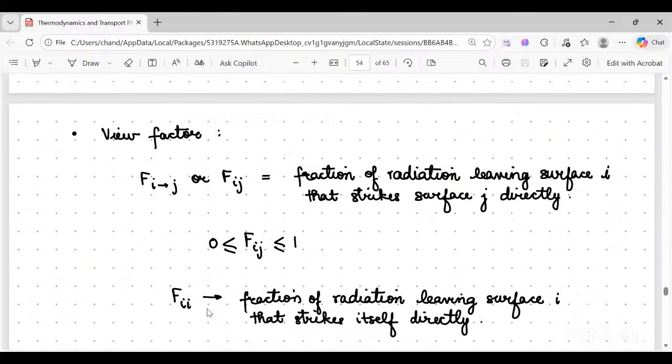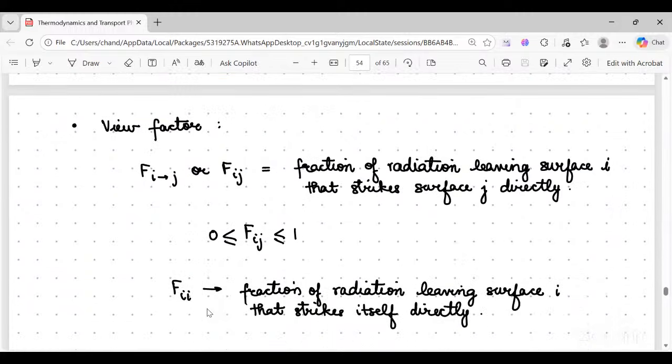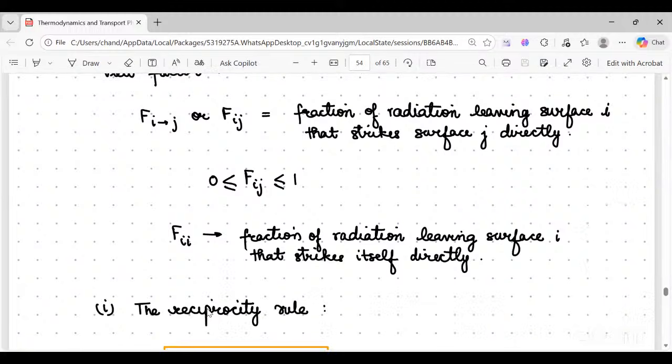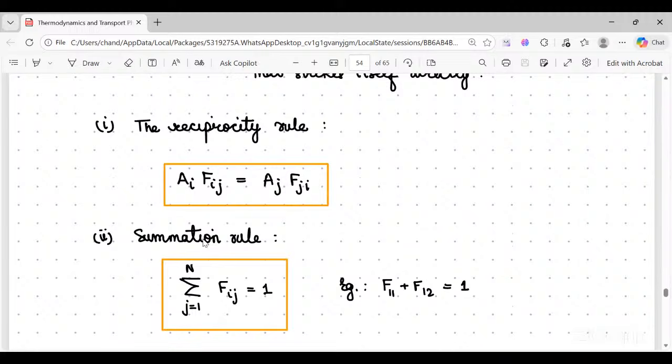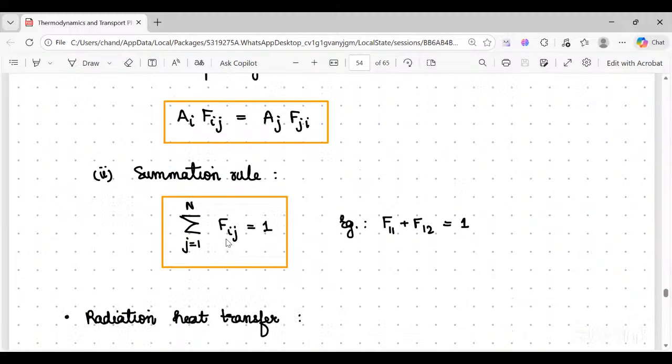View factor is the fraction of radiation leaving surface i and falling on surface j. This is nothing but the view factor. So this is between 0 and 1. The reciprocity rule: Ai Fij is equal to Aj Fji. Summation rule: the sum of Fi1, Fi2, Fi3, and so on is equal to 1.